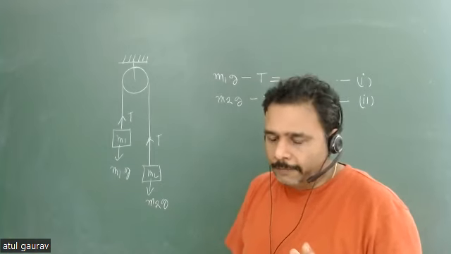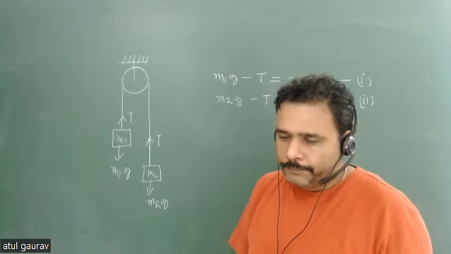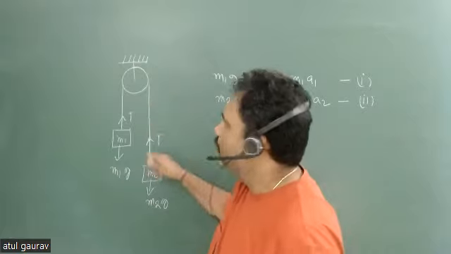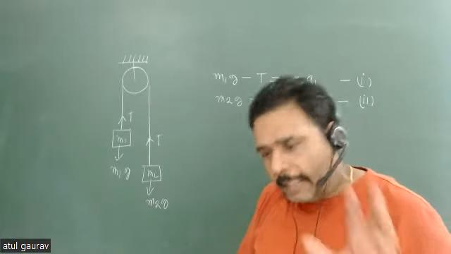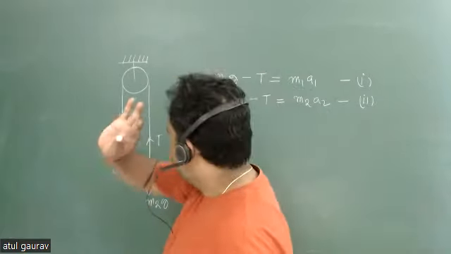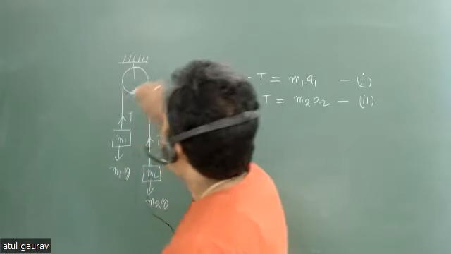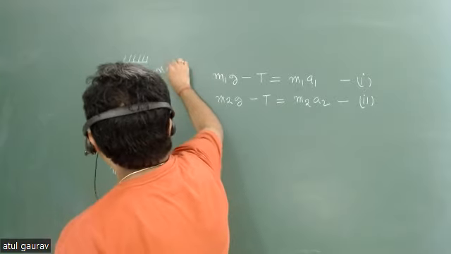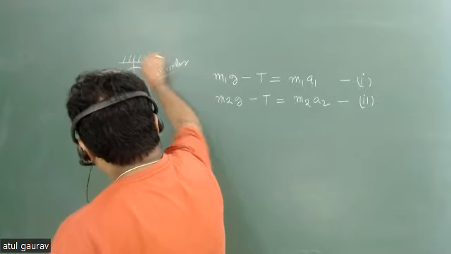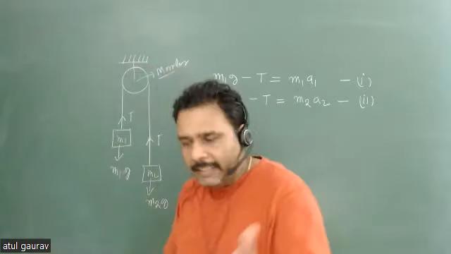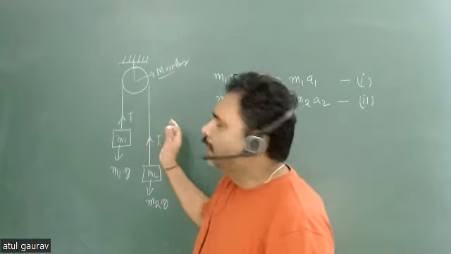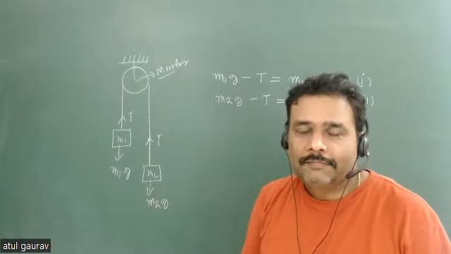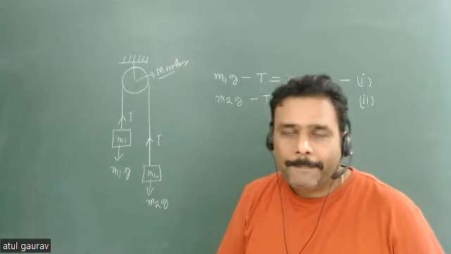Sir, shouldn't T be T1, T2? No, because it is the same string. Your question is very genuine. I assume that this disk is massless. If this disk has some mass and some radius, then obviously this is T1 and T2, and you have to go for the torque equation for the disk also. Okay, sir.